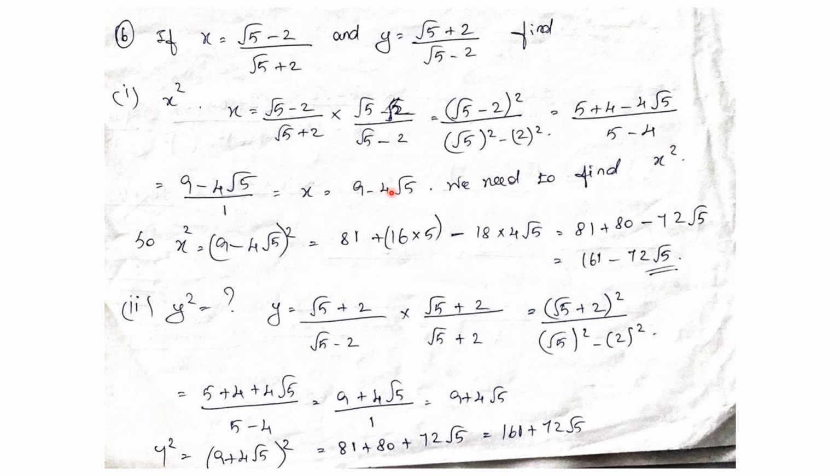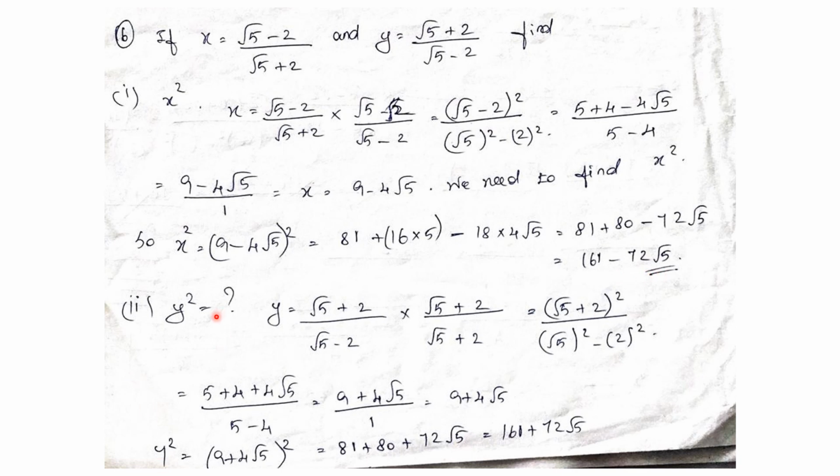So we'll get x. X is what? 9 minus 4 root 5. We need to find x squared. We need to square this one. So here we should use the a minus b whole square formula, that is a squared plus b squared minus 2ab. So the final answer becomes 161 minus 72 root 5.